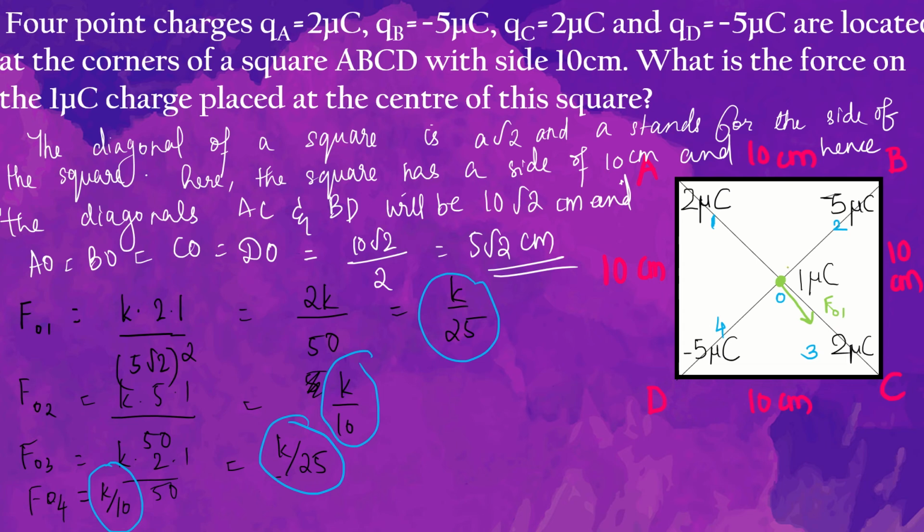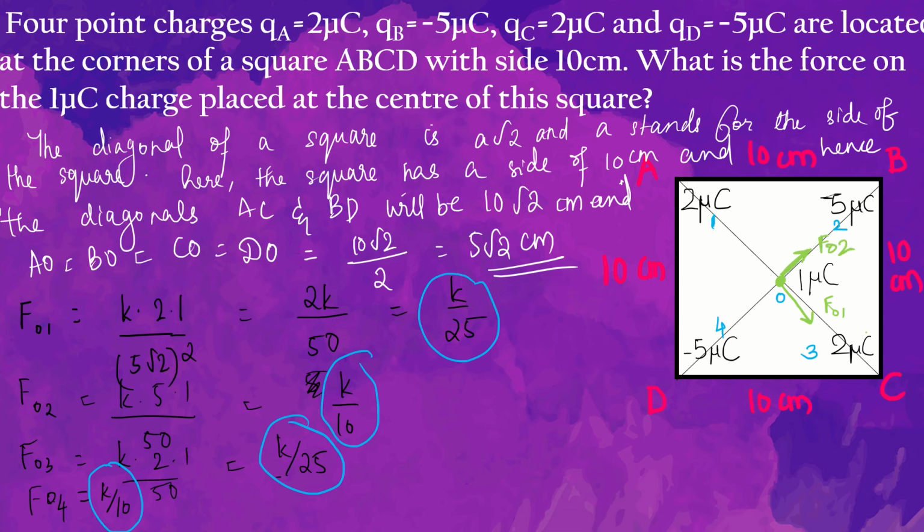Now let us find the direction of F02. This is 1 microcoulomb, this is minus 5 microcoulomb. One positive, one negative. They are unlike charges. What will unlike charges do? Unlike charges attract each other. So I will go towards minus 5 microcoulomb. This is the direction of F02.